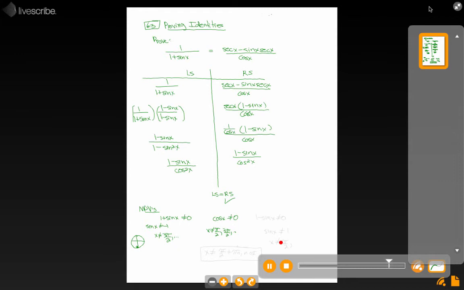Now, the other denominator that I have is something that I introduced, but it's still a denominator nonetheless, a restriction: 1 minus sine x. So that can't be 0, which means sine x can't equal 1, which means x can't equal pi over 2, and any 2 pi after that. Now, you'll notice these restrictions kind of doubled up, and if I wanted to list them all, I would just say that x can't equal pi over 2 plus pi n, where n is any integer, and that would list all of those restrictions in one statement.